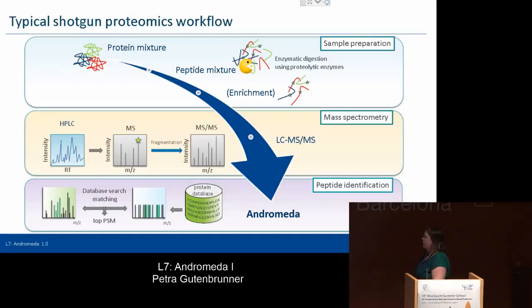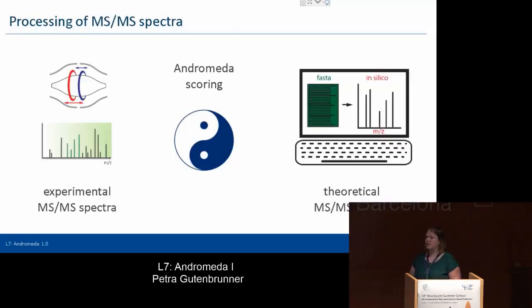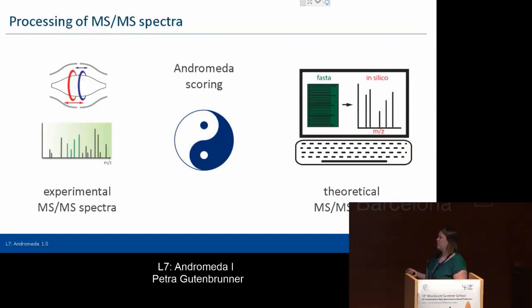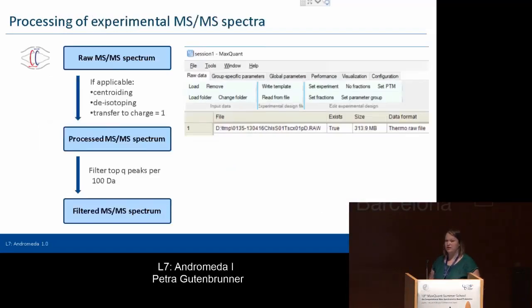Now let's move on into the scoring. For this, processing of two major branches is necessary. The first one is processing of the raw file, which contains the experimental spectra, and when we have done this, we generate the theoretical spectra, and then we match those. Now I go into detail into those steps. First, the processing of the experimental MSMS spectra.